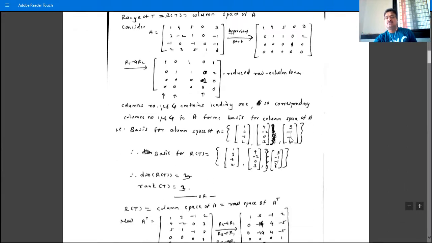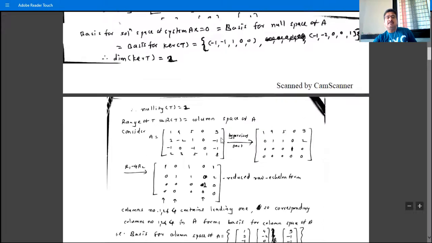So the correction is at this place. Write this element as 0 0 0 1. Don't write this element. The first, second, and the fourth column. The fourth column is not this. It is 0 0 0 1. So the correction is here. And therefore this is the basis for the column space of A.